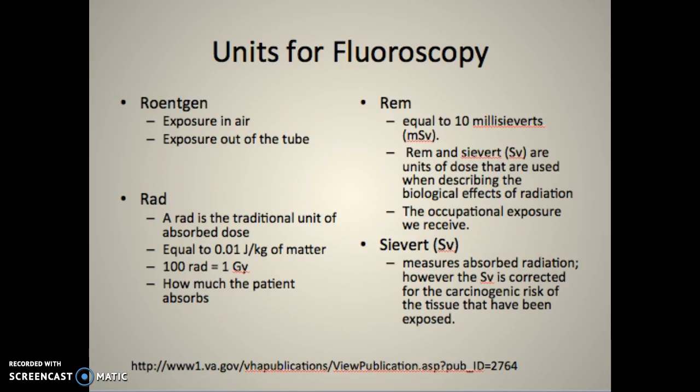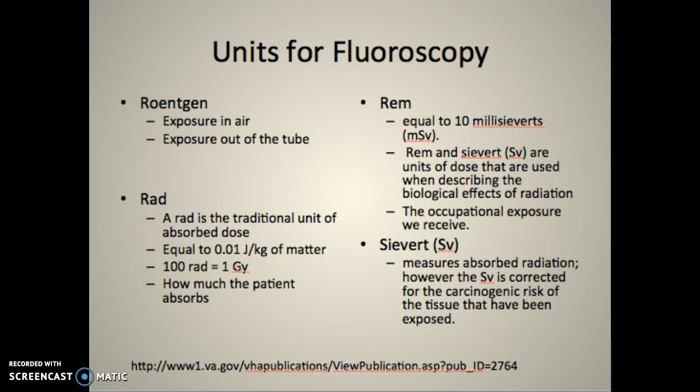So we're going to go into just a review of our basic units. So the roentgen, as you know, is the exposure in air. So breaking it down, it's the exposure out of the tube. If we talk about the RAD, the RAD is absorbed dose. So we've talked about that. It's equal to 0.01 joules per kilogram in matter. So 100 rads is 1 gray. And that's how much the patient absorbs. So the RAD is how much the patient gets.